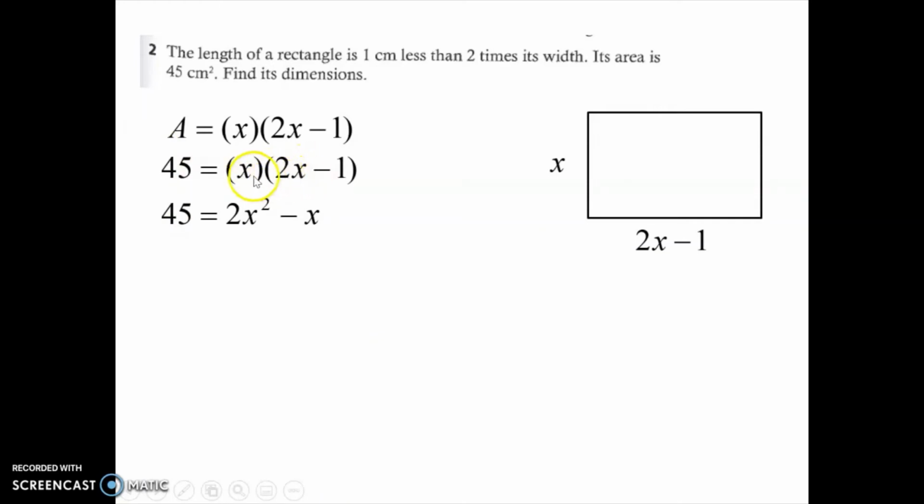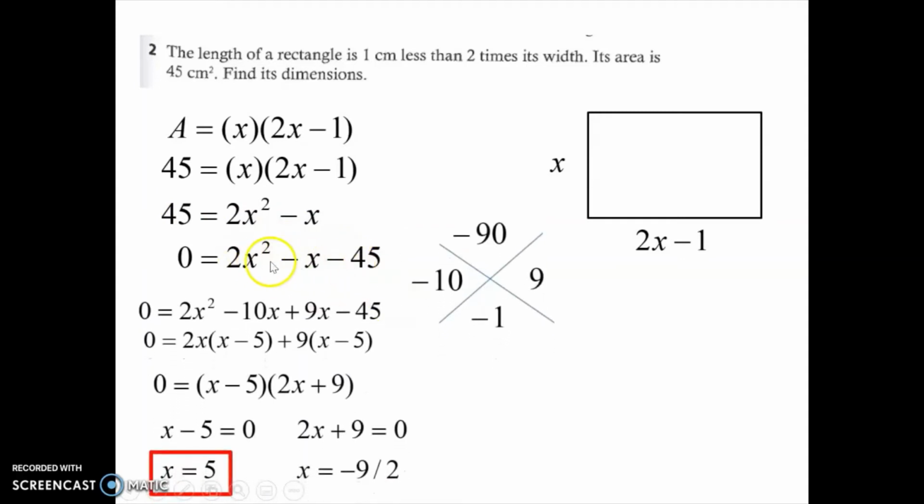Now I've multiplied these two to get 2x squared minus x. We want 0, so move the 45 over. We have 2x squared minus x minus 45. Now can you factor this? Okay, that one takes a little more work with factoring because we have an a value that is not 1, right? So 2 times negative 45 is negative 90. And then here we have a negative 1. So we need two numbers that multiply to negative 90 but add up to negative 1. Those two numbers are negative 10 and 9. So notice I have them here. I'm going to do factoring by grouping because again this a value is not 1.